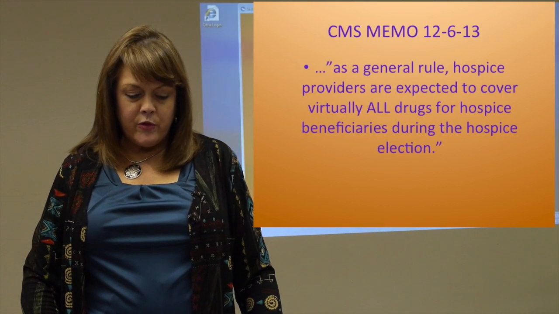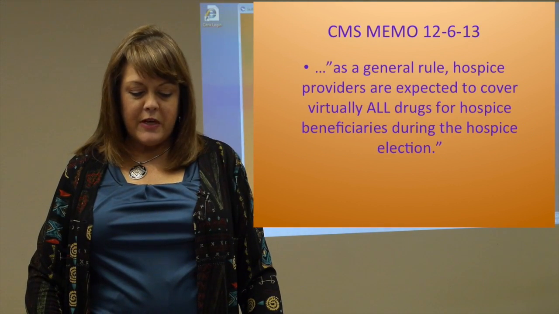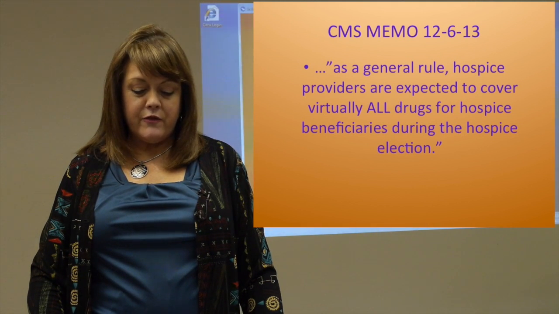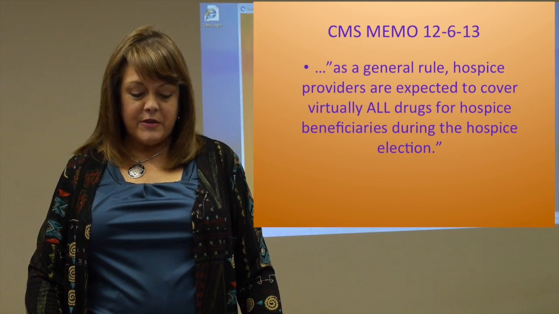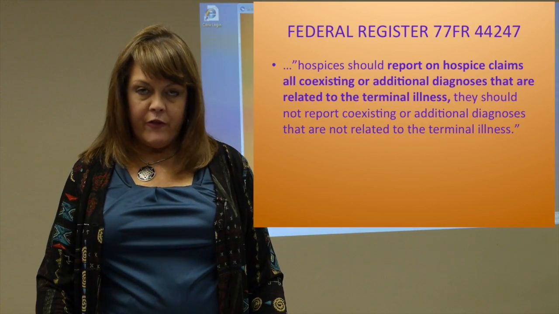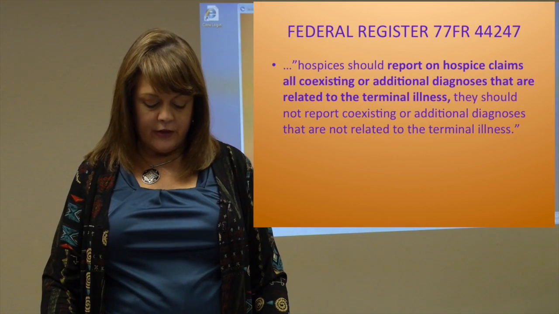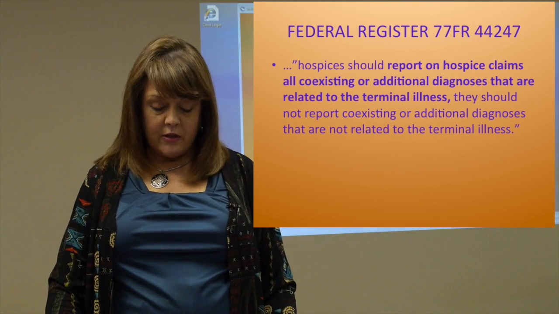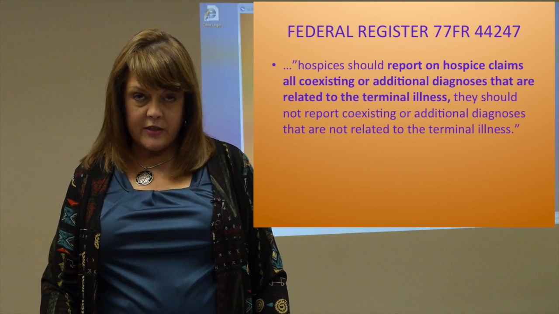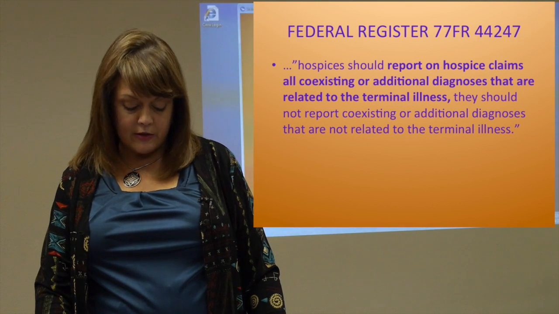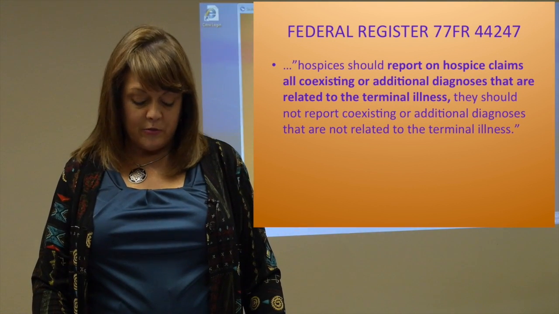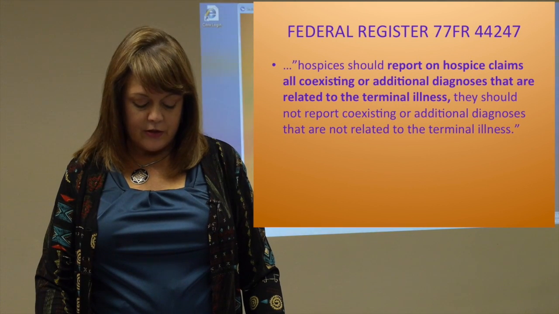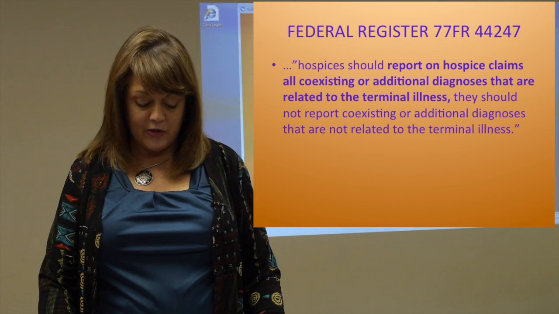As a general rule, hospice providers are expected to cover virtually all drugs for hospice beneficiaries during the hospice election. And then from the Federal Register, we're told that the hospices should start reporting on hospice claims all coexisting or additional diagnoses that are related to the terminal illness. They should not report on additional diagnoses that are not related to the terminal diagnosis.